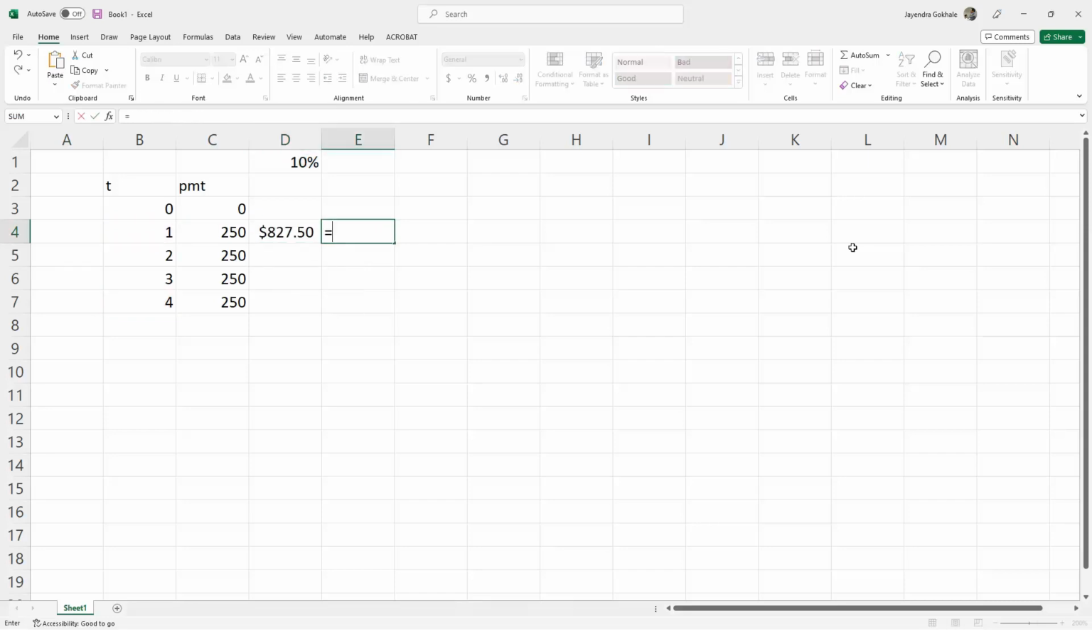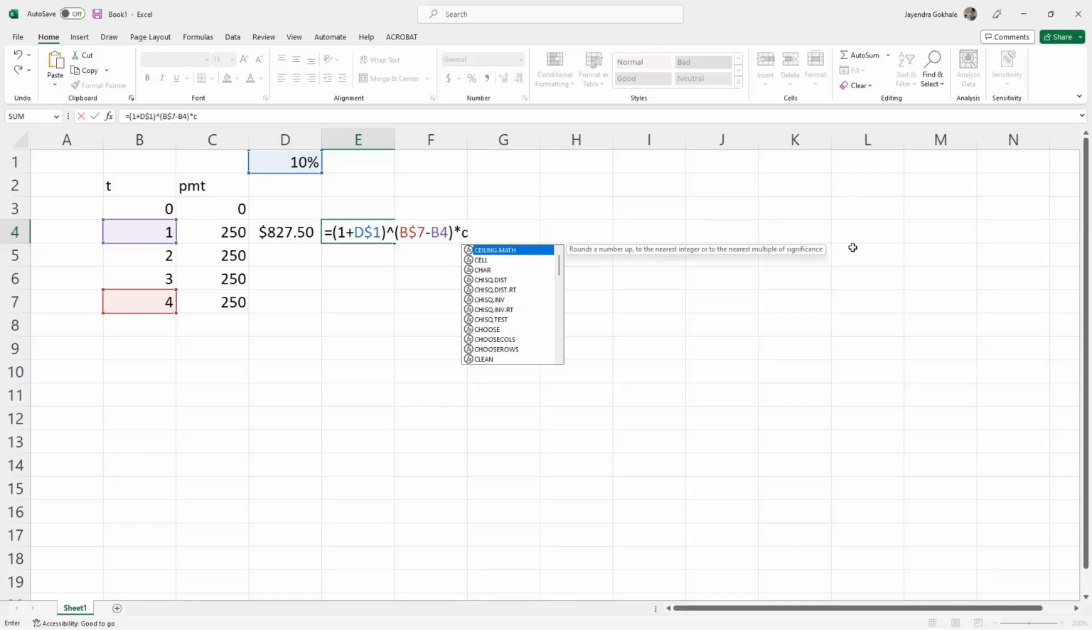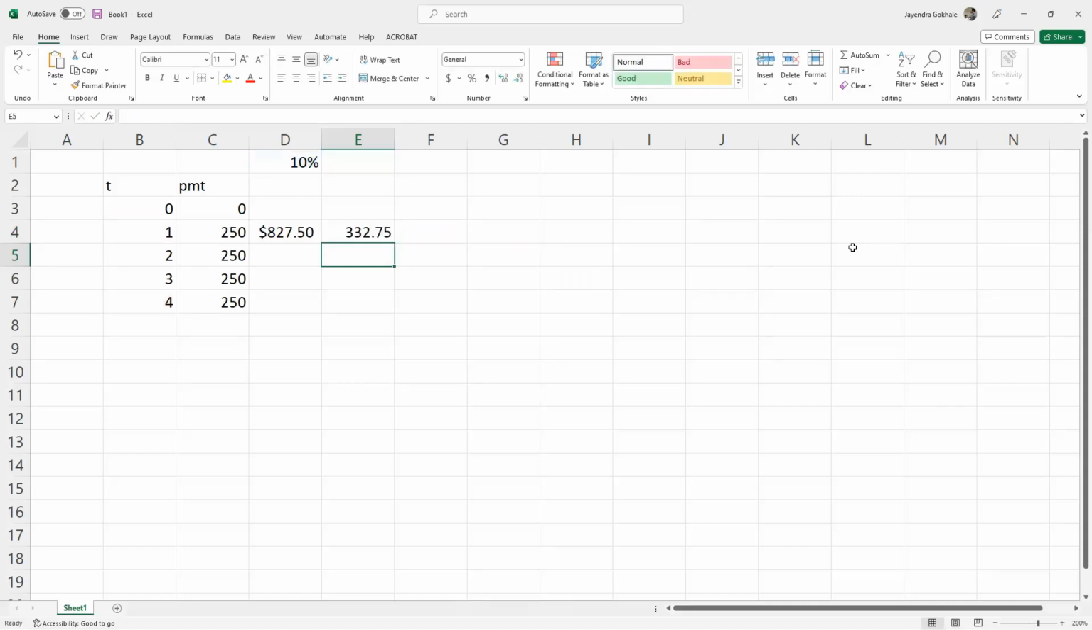This can also be done like this: equals parenthesis 1 plus $1 to the power of parenthesis $7 minus B4 times 250 times C4. So present value times 1 plus rate to the power time.